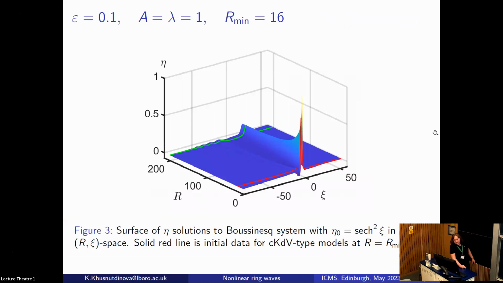So to do the numerics, there is one further technical issue, that the variables are different, right? For the Boussinesq system, we solve the initial value problem for a fixed moment of time. And to initiate the run for the CKdV type models, we need a slice at a constant value of R. Okay, so this was taken numerically, we just take a numerical slice, run the CKdV type models, and then compare at some further distance away.